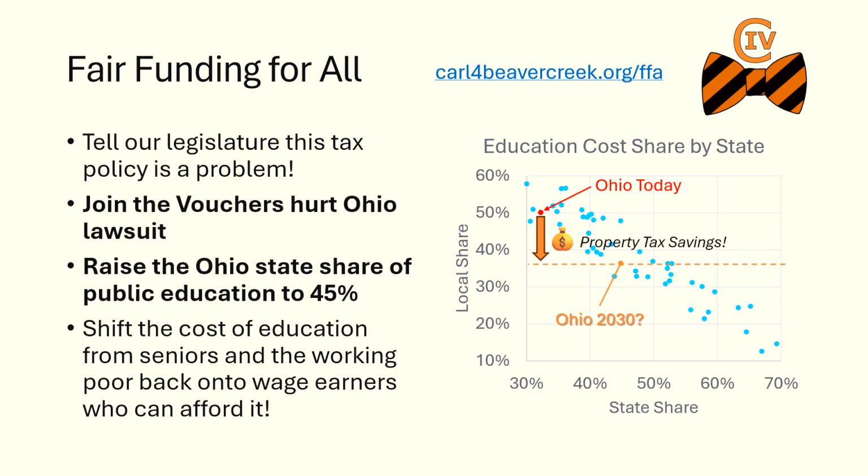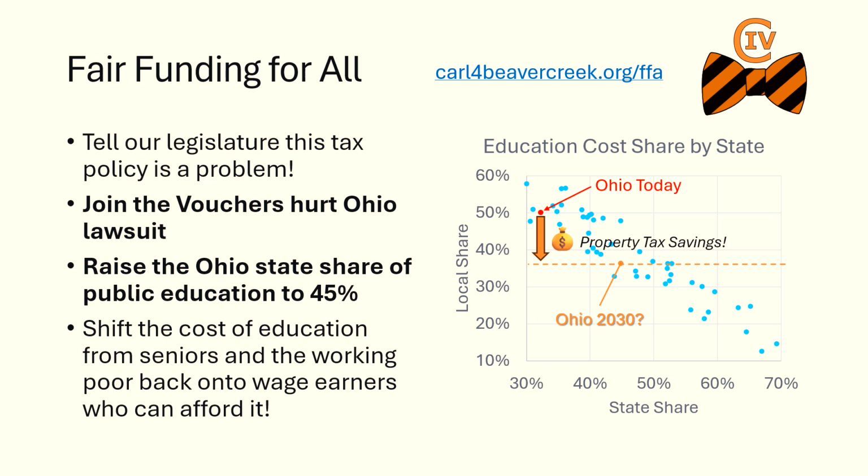So what can we do to make this better? I call it fair funding for all. We need to start out as a community by telling our legislature that this tax policy is a problem. We start by joining the Vouchers Hurt Ohio lawsuit because it is not okay for the state of Ohio to be wildly underfunding public schools while at the same time giving $1 billion away to unaccountable, unauditable, often underperforming private schools that just aren't held to the same standards as our open and transparent public school system.